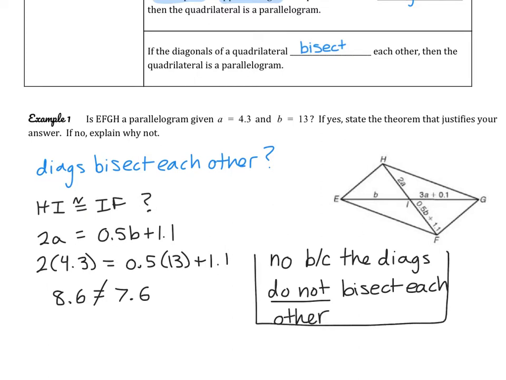Remember, it does have to work for both diagonals. It may be true that EI is equal to IG. We're not sure, we haven't checked it yet, but you do have to make sure it works for both. Since it does not work for this diagonal, we cannot state that this is a parallelogram.